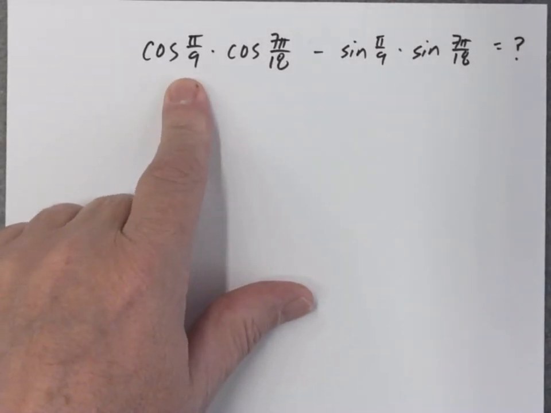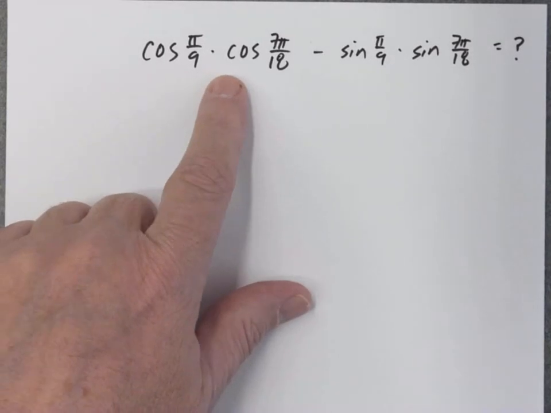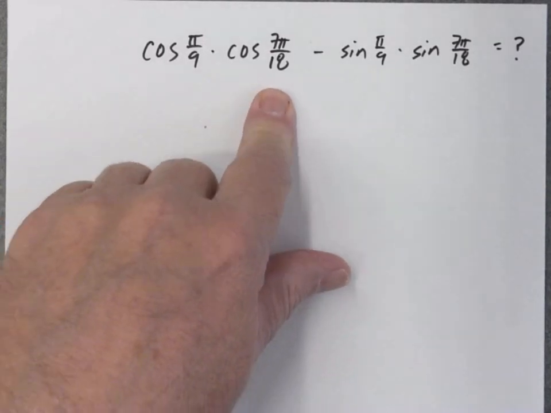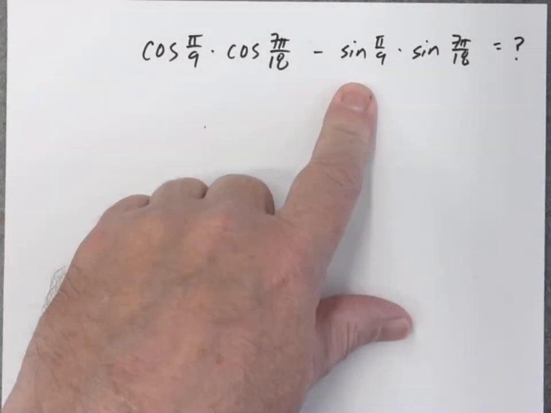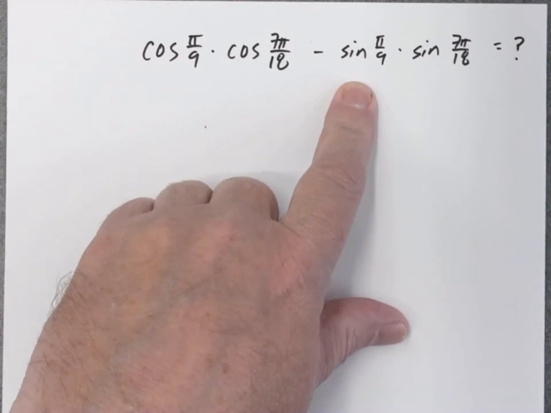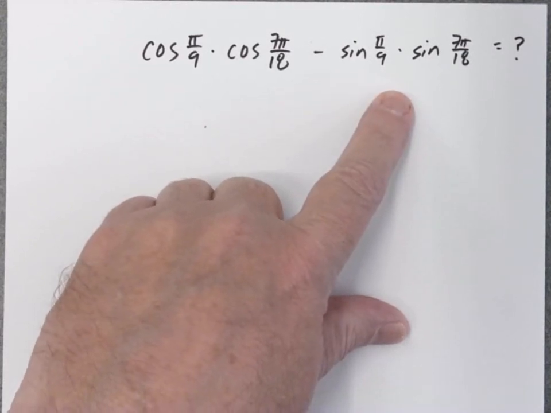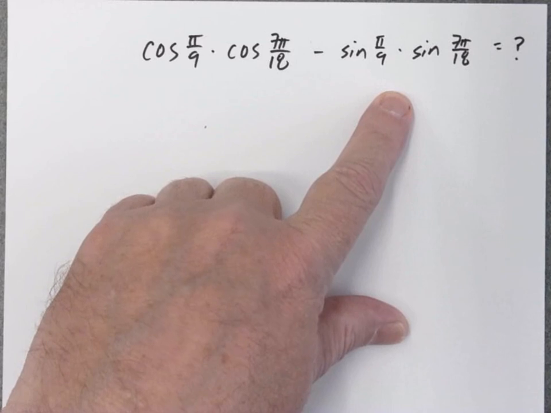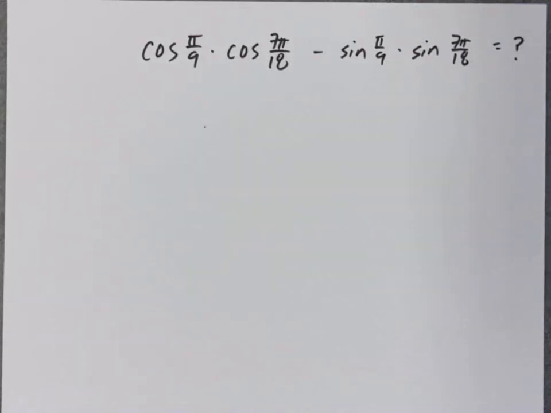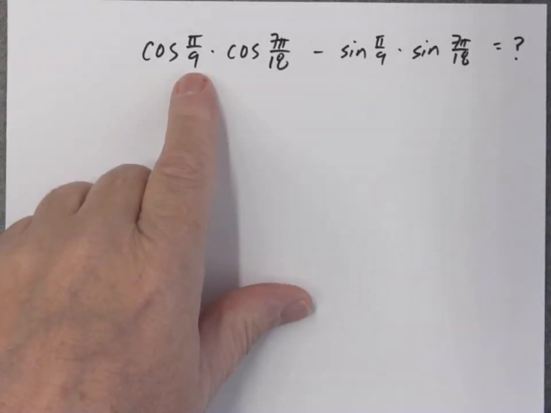They want to know the cosine of pi over 9 times the cosine of 7 pi over 18 minus the sine of pi over 9 times the sine of 7 pi over 18. What does that equal? Seems like a crazy problem, but that's what it is. First thing I want you to notice is they asked for an exact value. So once again, they want the answers to be exact. No using your calculators, none of that kind of stuff.